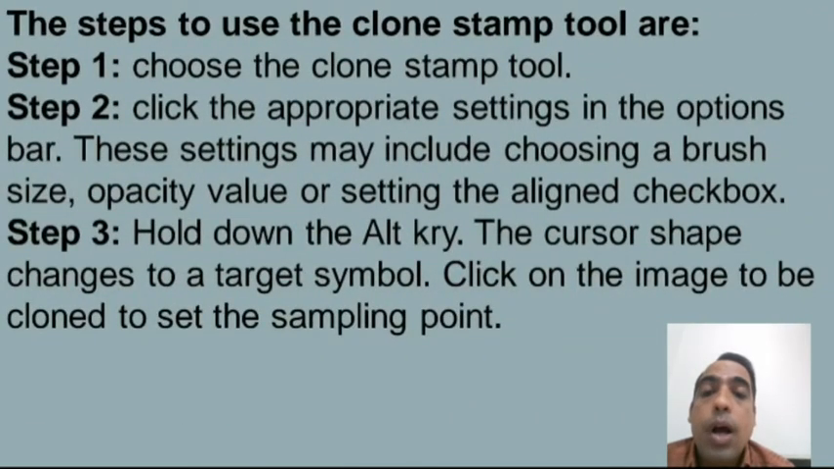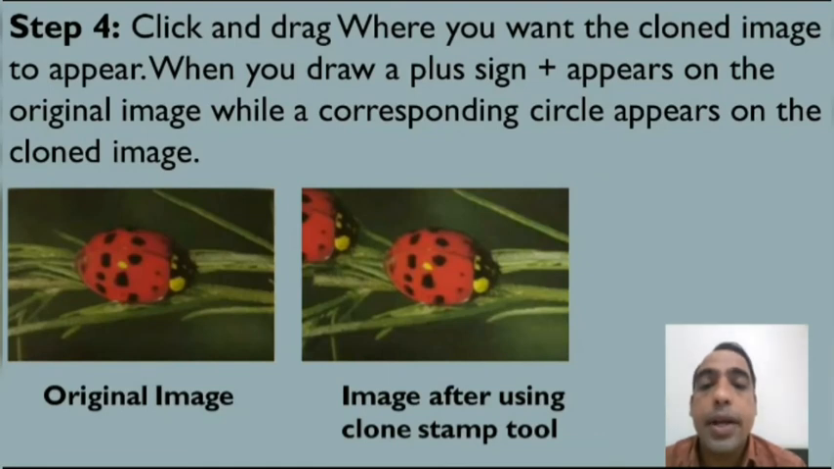Now I will explain you how you can use clone stamp tool. Step 1. Choose the clone stamp tool in the toolbox. Step 2. Click the appropriate setting in the options bar. These settings may include choosing a brush size, opacity value or setting the align checkbox. Step 3. Hold down the Alt key. The cursor shape changes to target symbol. Click on the image to be cloned to set the sampling point. Step 4. Click and drag where you want the clone image to appear. When you draw, a plus sign appears on the original image, while a corresponding circle appears on the cloned image.